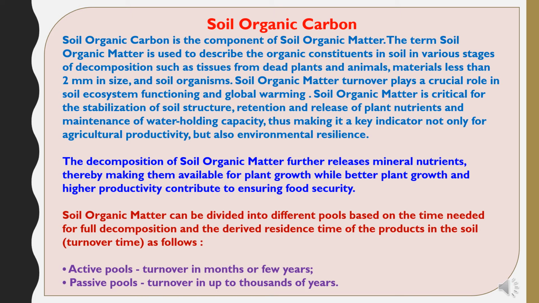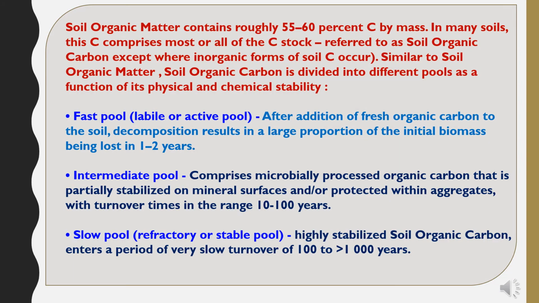Soil organic matter can be divided into different pools based on the time needed for full decomposition and the derived residence time of the products in the soil, depending on the turnover time, which is as follows. Like in active pools, the turnover is in months or few years, while in case of passive pools, turnover will be up to thousands of years. Soil organic matter contains roughly 55 to 60% carbon by mass. In many soils, this carbon comprises most or all of the carbon stock referred to as soil organic carbon, except where inorganic forms of soil carbon occur.